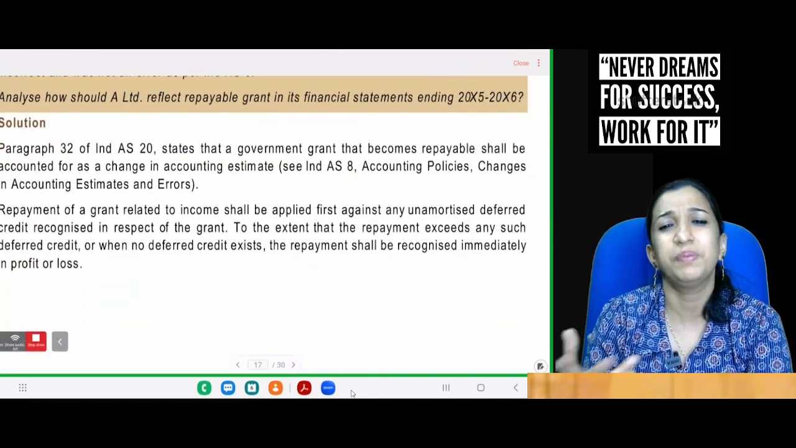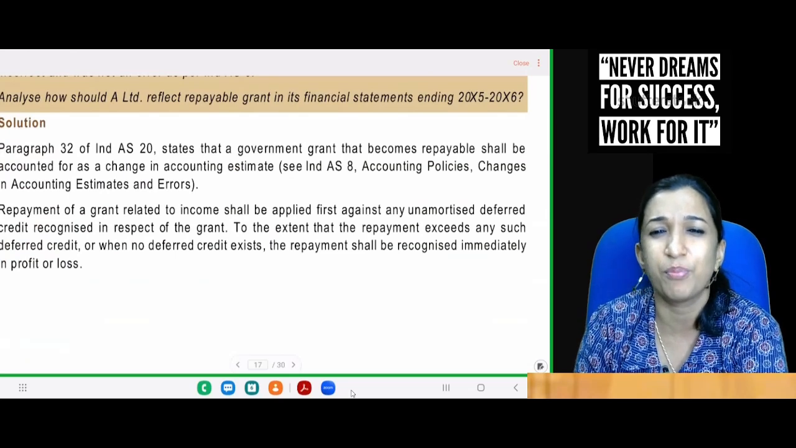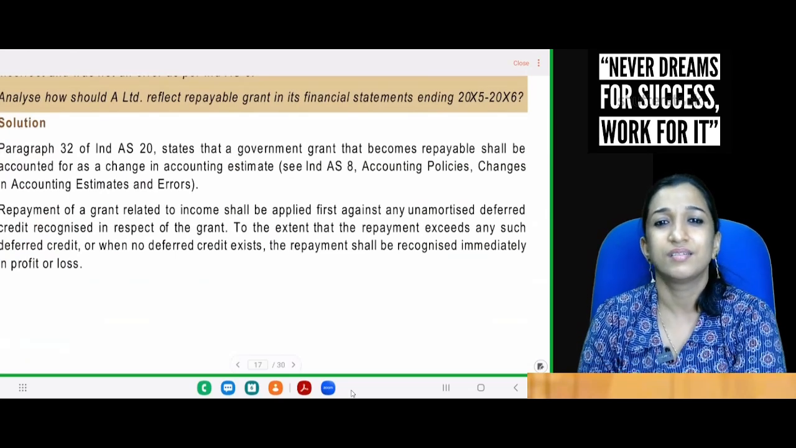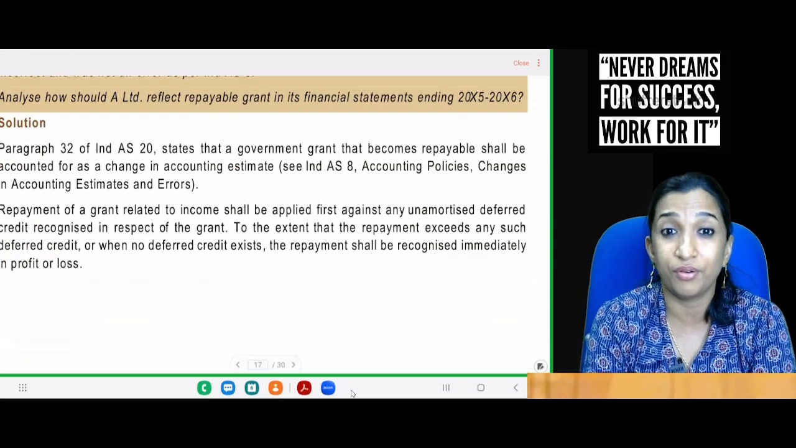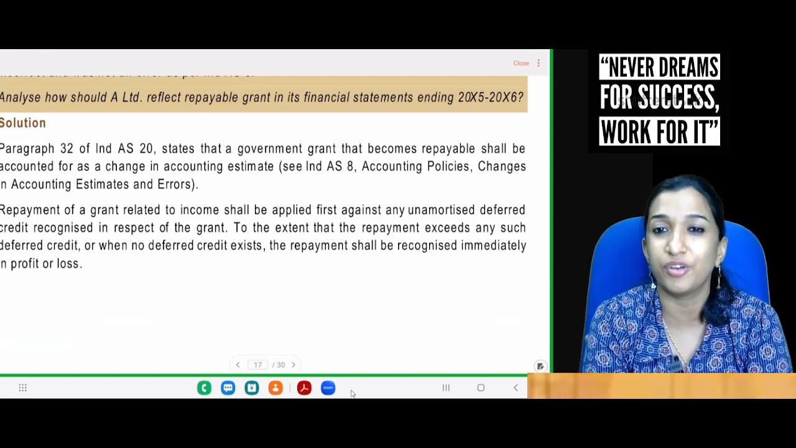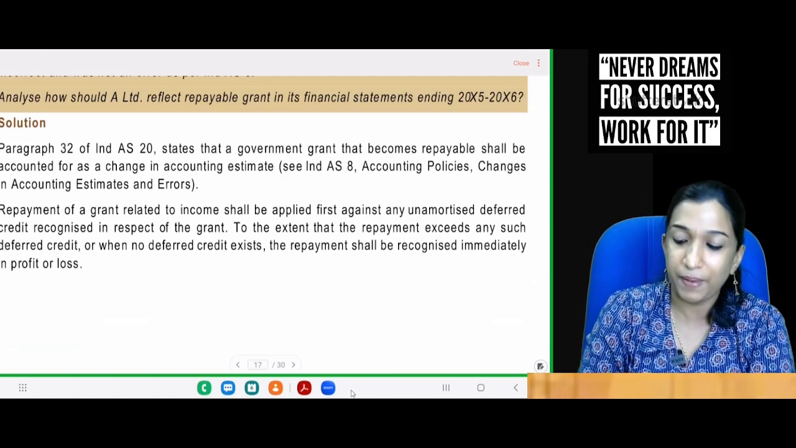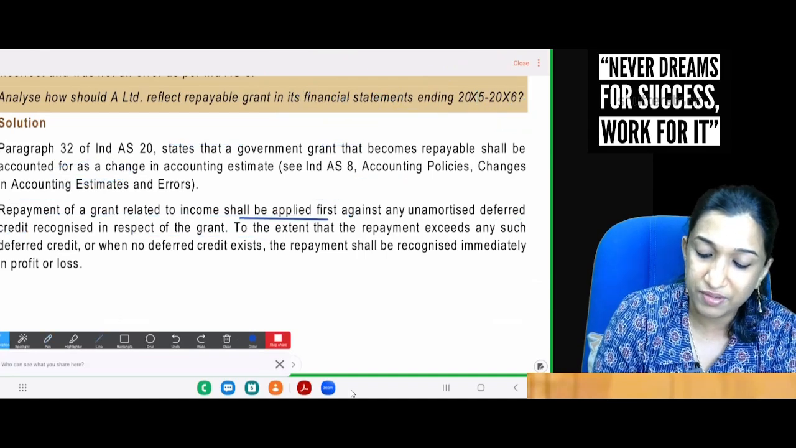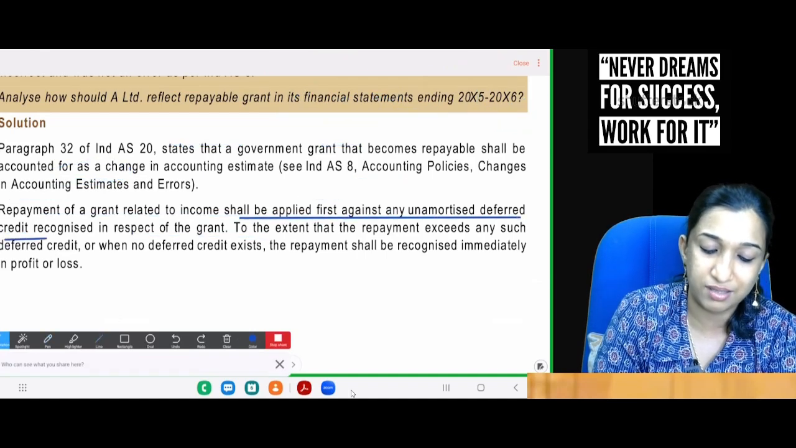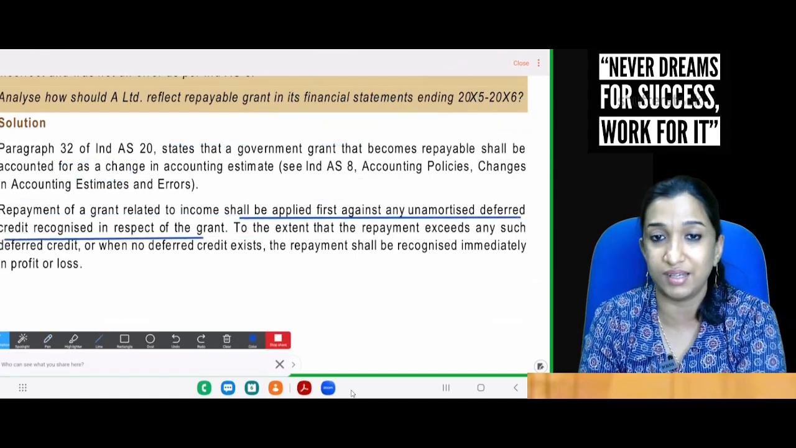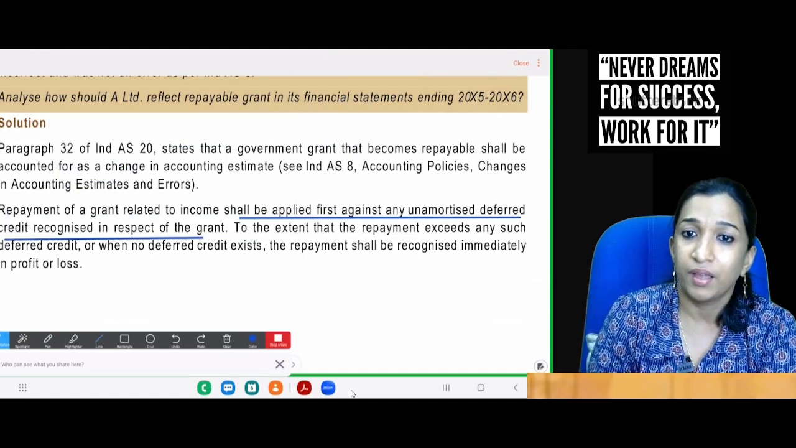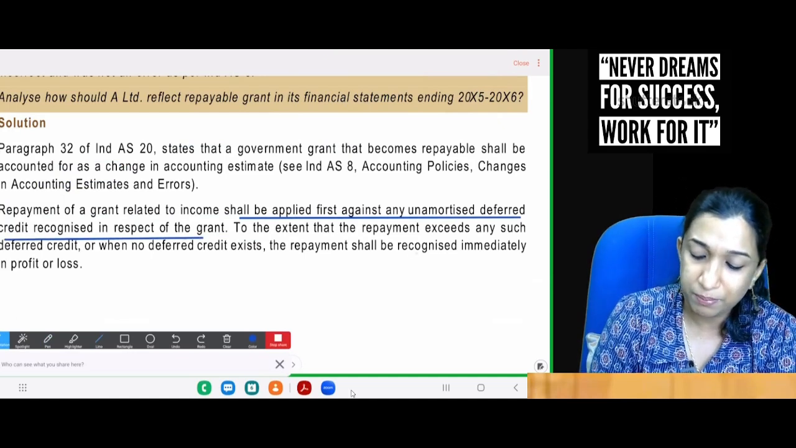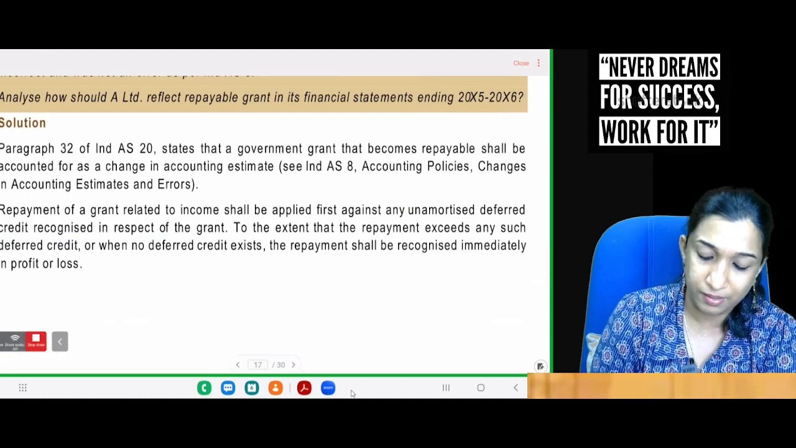So what is the accounting P&L to bank? It is already amortized, right? Yes or no? Already amortized. So you should pass the entry P&L to bank. Repayment of grant related to income shall be first applied to unamortized credit. No unamortized credit exists. There is no credit, so it should be immediately recognized in P&L.